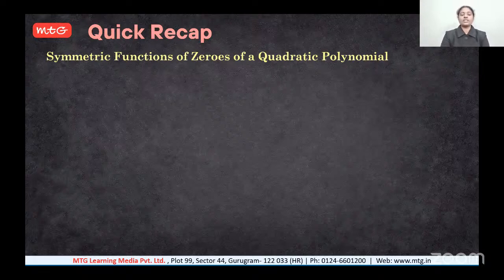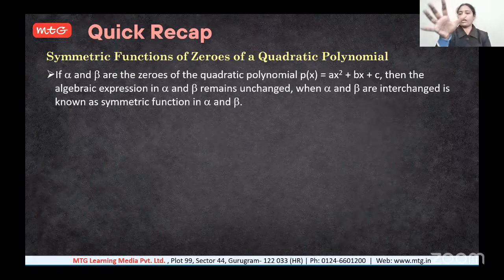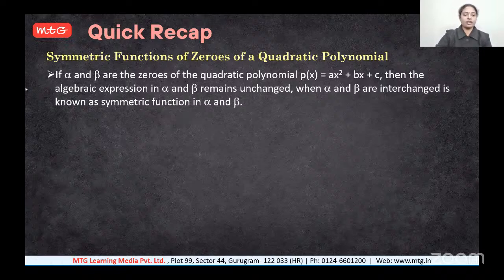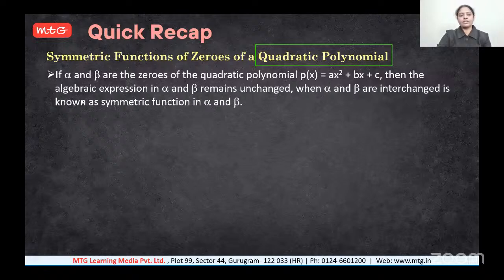First, suppose alpha and beta are zeros of a quadratic polynomial. We basically study symmetric functions for quadratic polynomials. Be careful, this concept of symmetric functions is applied only for quadratic polynomials. So if you have a quadratic polynomial ax square plus bx plus c, and alpha and beta are its zeros, an algebraic expression in alpha, beta that remains unchanged when alpha and beta are interchanged is known as a symmetric function of alpha, beta. Let's study it in detail.